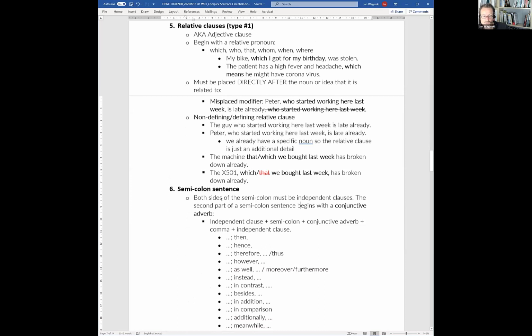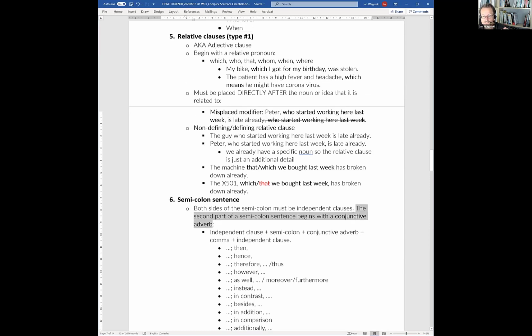So how to use a semicolon? Essentially, it functions like a period. Both sides of the semicolon must be independent clauses. So it separates two sentences that can be sentences on their own. But the second part of a semicolon sentence begins with a conjunctive adverb. Okay? So this is the third kind of conjunction we're talking about.